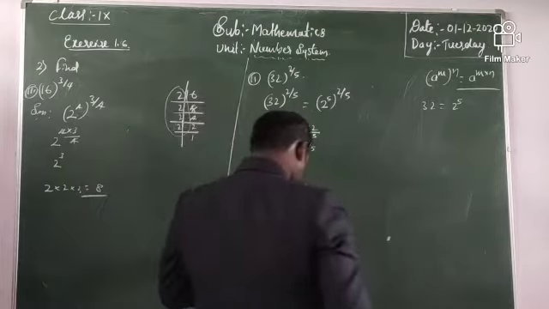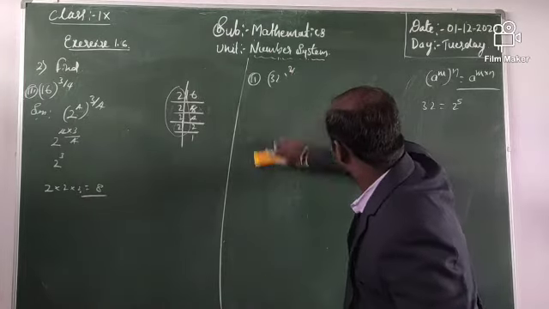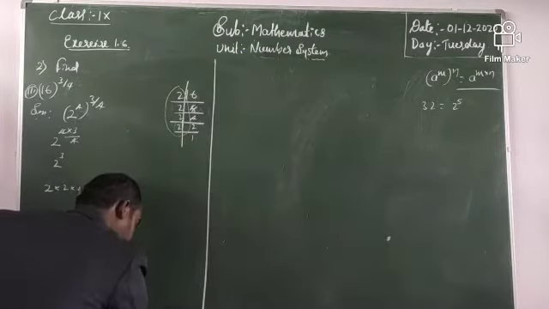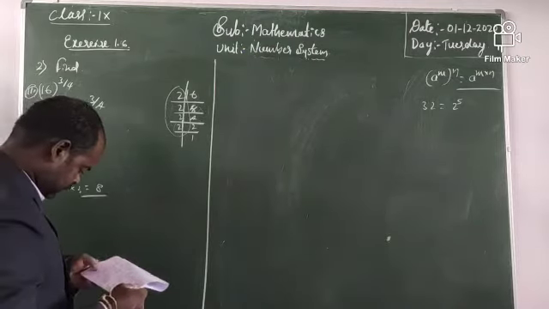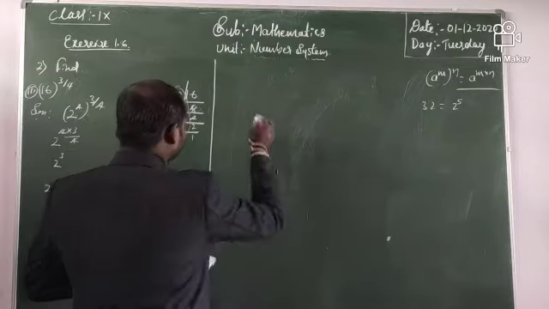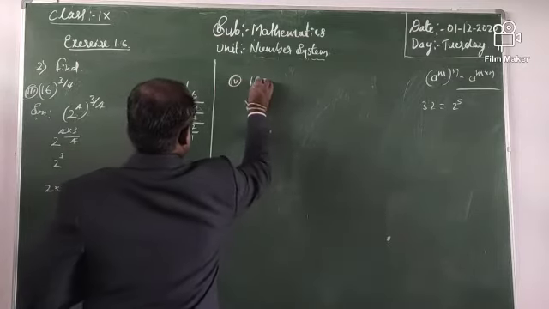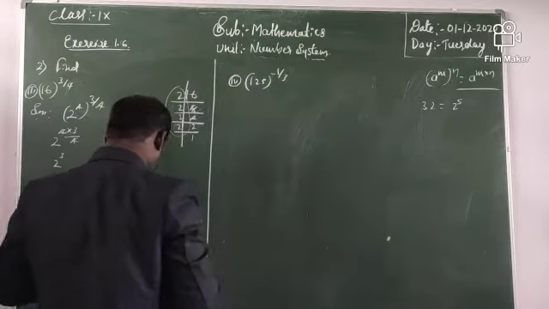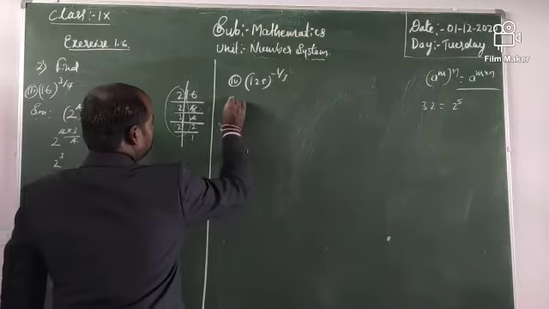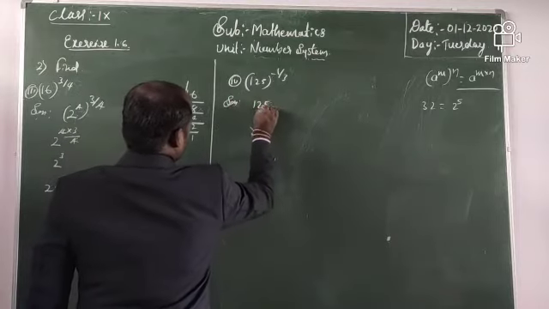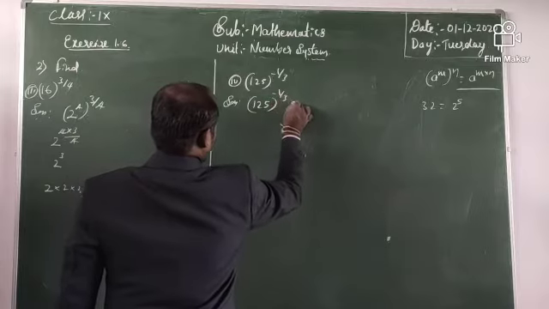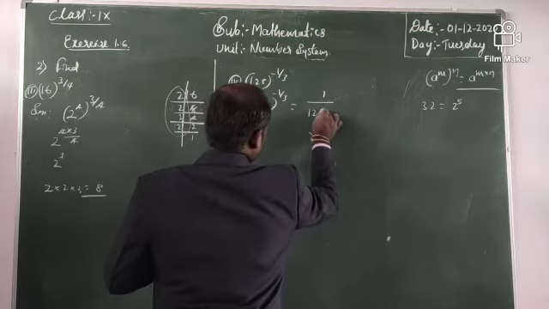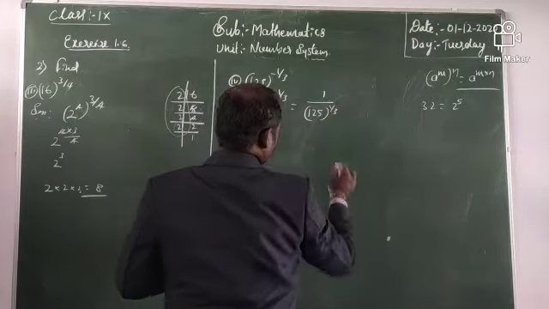Okay. Now, the next problem, the fourth one: 125 to the power of minus 1 by 3. You can write it as the solution: 125 to the power of minus 1 by 3. You can write it as 1 over 125 to the power of 1 by 3.